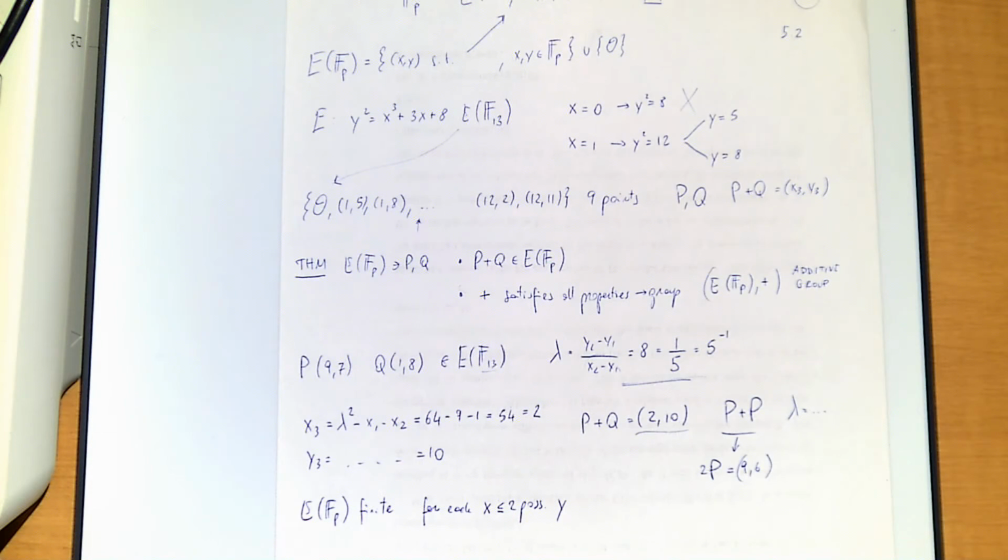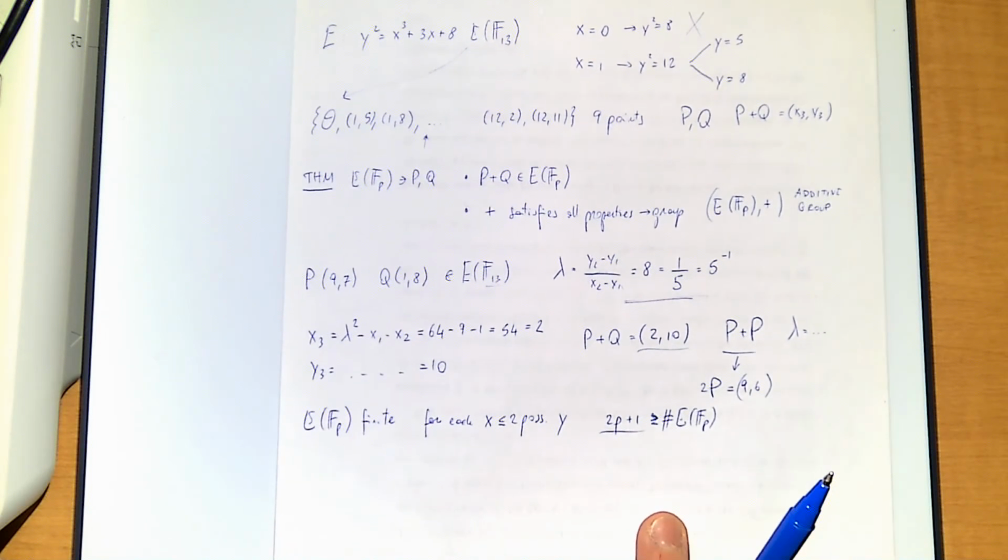And in fact, we expect at most to have 2p plus 1 points, because there are exactly p different x's in the field of p. So this is like a hard upper bound for the number of points of the curve. Let's say it's an upper bound. Now, of course, this is not true in general that every value of x gives me 2 y's. We already saw an example up here. So what we can do is analyze it a little bit more precisely.